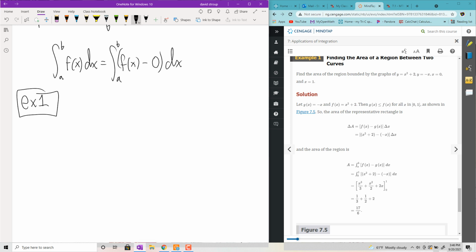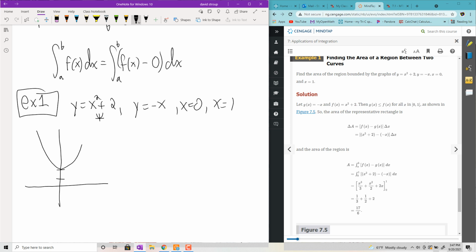We want to find the area of the region, and it's in the book here on the right. Find the area of the region bounded by the graphs of y equals x squared plus 2, y equals negative x, x equals 0, and x equals 1. Okay, so I'm going to graph it. The graph of x squared is just a parabola with 0, 0 at its vertex. Plus 2 is going to shift it up 2 places, so you end up with this graph here. y equals negative x is a diagonal through the origin, and it's going downwards. We started drawing it upwards, but it goes downwards.